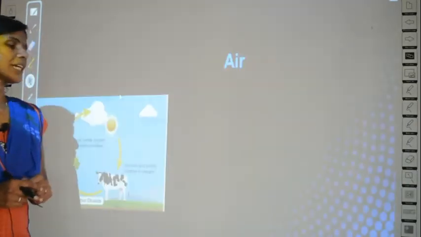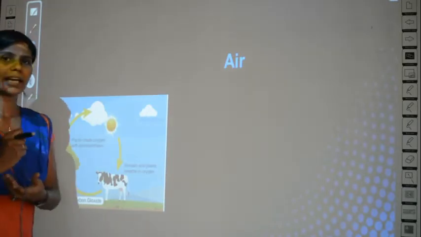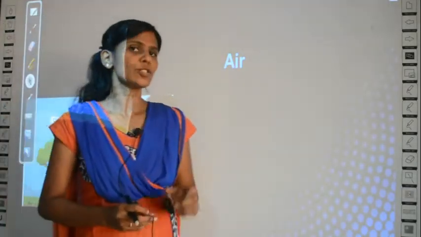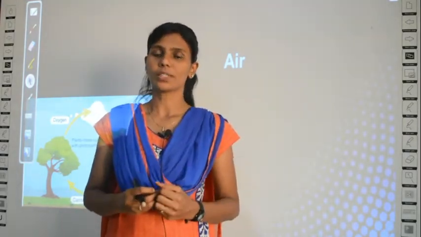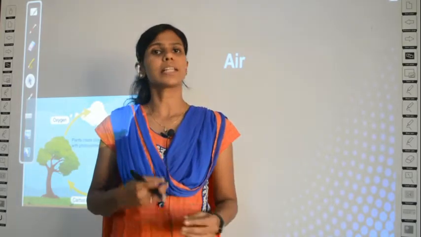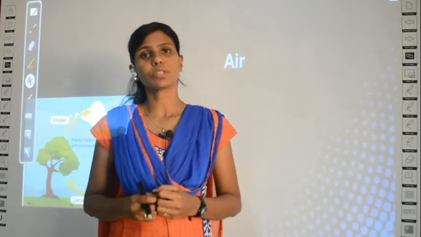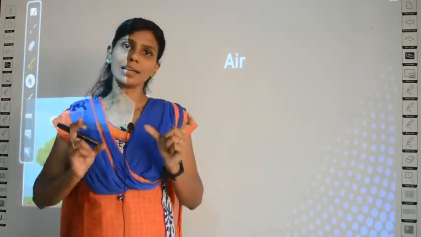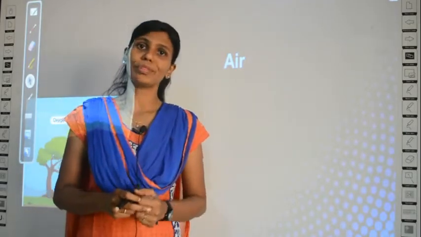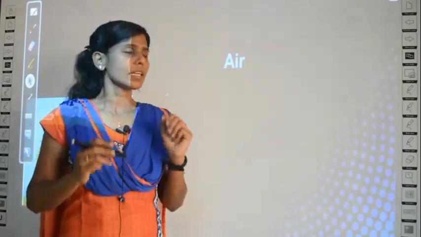So the first physical component is air. What does air contain? Air has two main gases. One is oxygen and the next important gas is carbon dioxide. There are also other gases like nitrogen, many gases we have in the atmosphere, but the two main gases which are directly related to the functioning of the living organisms are oxygen and carbon dioxide.